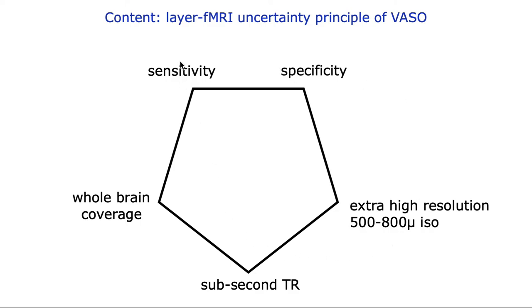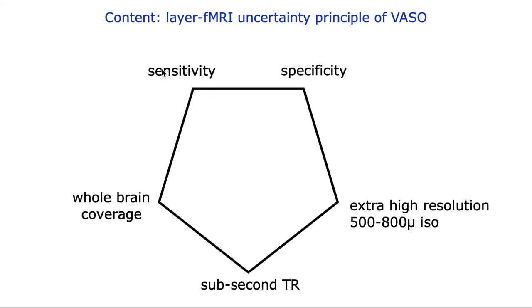While there have been a lot of advancements in recent years to make layer-dependent fMRI more sensitive, more specific, have a larger coverage, faster acquisition, and very high resolution, it's not so straightforward to achieve all of these features at the same time. So in this presentation, I want to talk about our approaches to push as many of these pentagonal sequence parameters here at the same time.